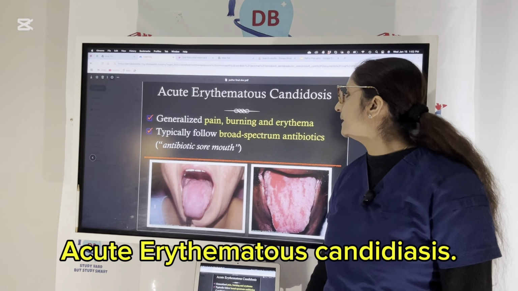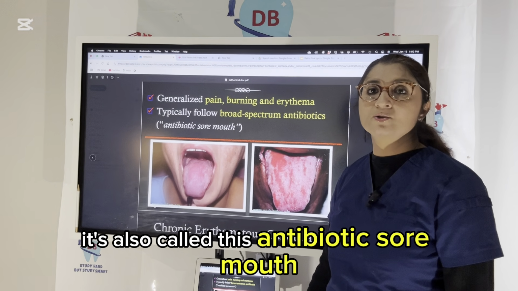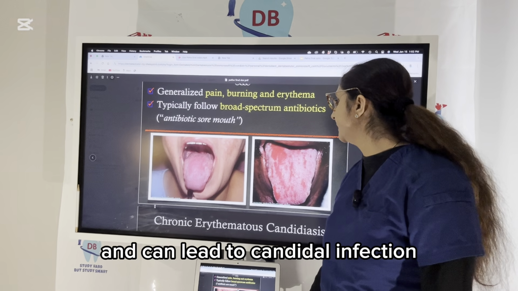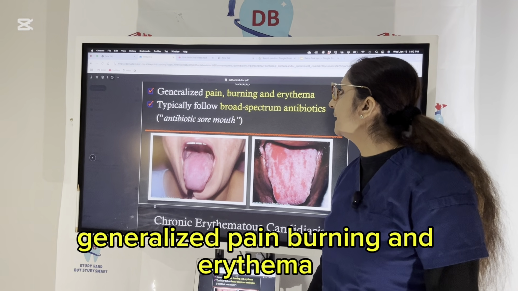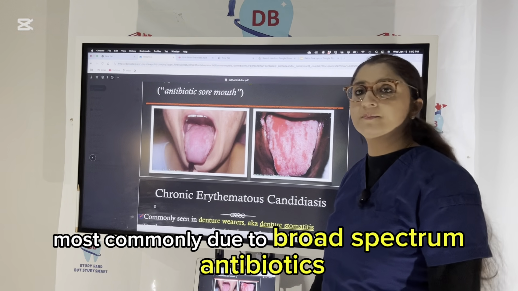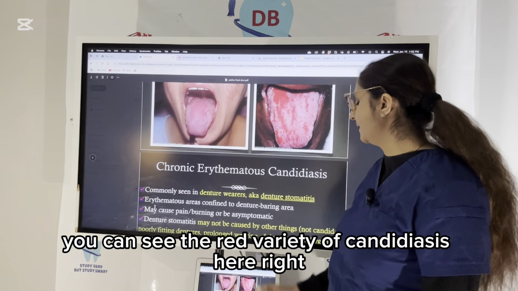Acute erythematous candidiasis, you see red lesions here. It's also called antibiotic sore mouth, because overuse of antibiotics will also decrease your immunity and can lead to candidal infection. Generalized pain, burning and erythema, most commonly due to broad spectrum antibiotics. You can see the red variety of candidiasis here, right?